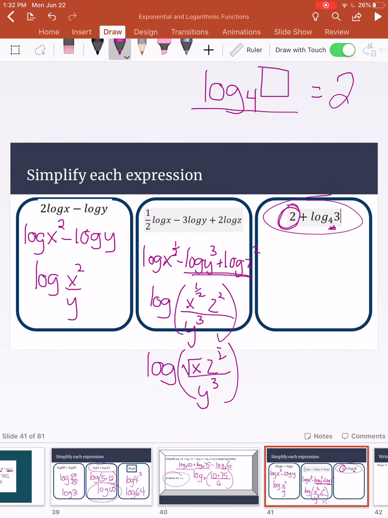So now you can kind of guess and check, or you can convert to exponential form to figure out that argument. So 4 squared is 16. So log 4 16 is equal to 2. So because it's equivalent to 2, I can just go ahead and substitute that in for the 2. And now from here, I'll keep going through the question. So now I can use log laws because I have the same base. So when we add two logs with the same base, we multiply the arguments. So I end up with log 4 48.